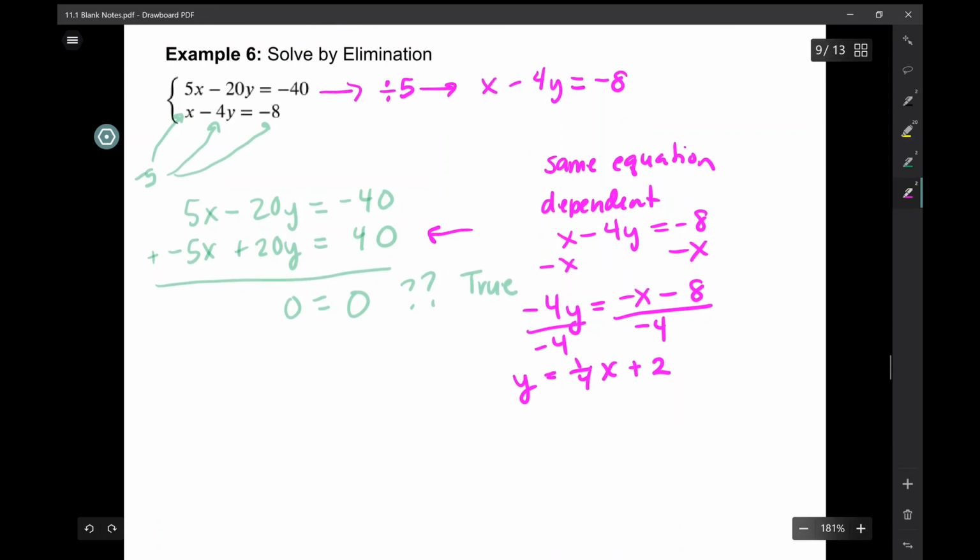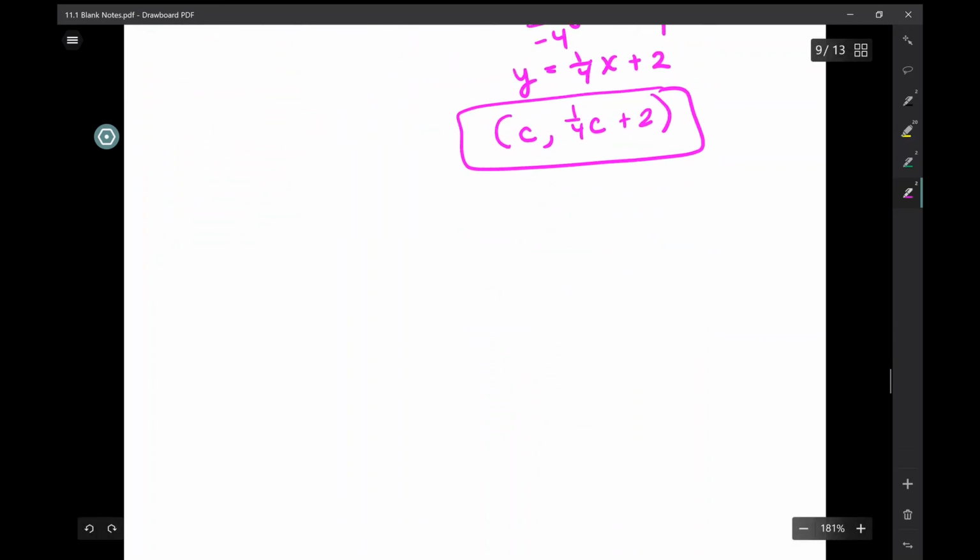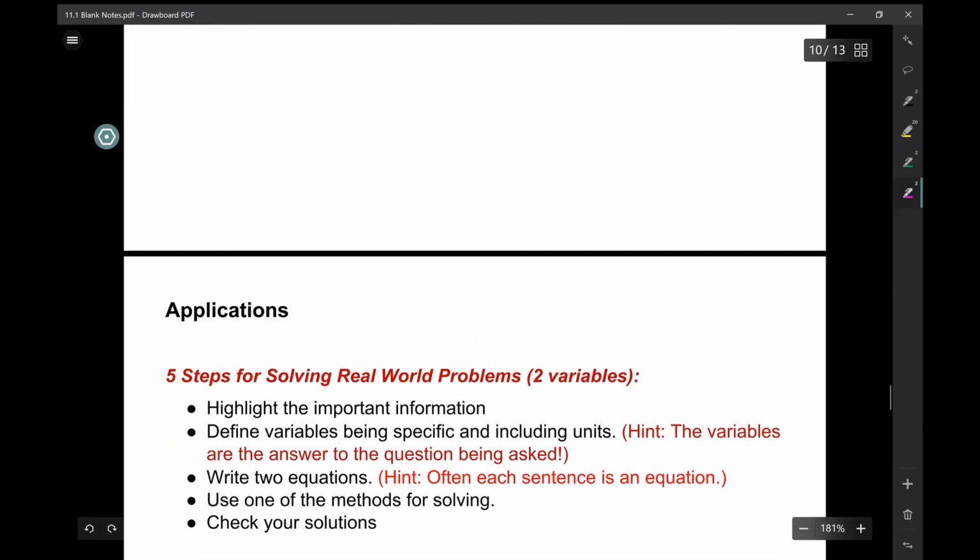So the way I write this solution is I pick any constant c for x. And no matter what I pick for x, I can compute y to be 1/4 that constant plus 2. And this is what you write for your solution. Any point of the form c, 1/4 c plus 2 is going to be a solution. That's the way we write solutions for dependent systems. All right, let's stop there.